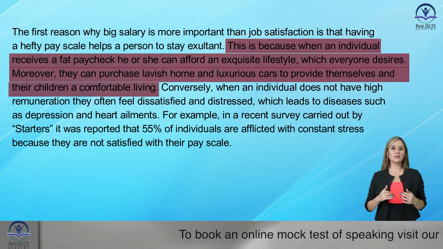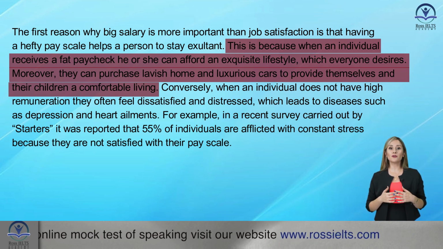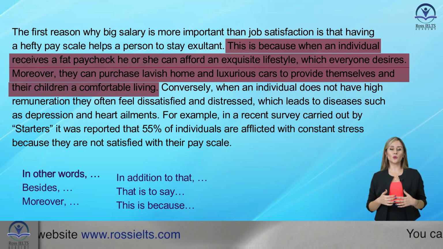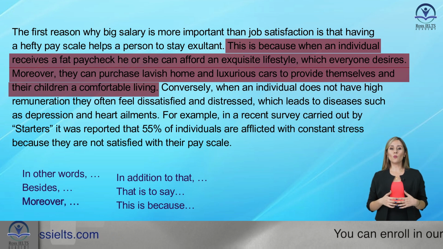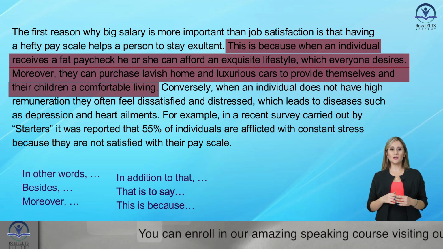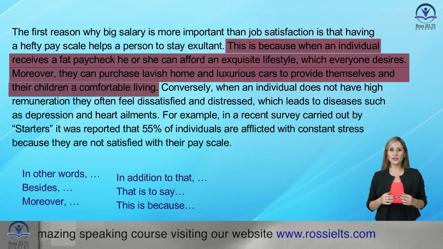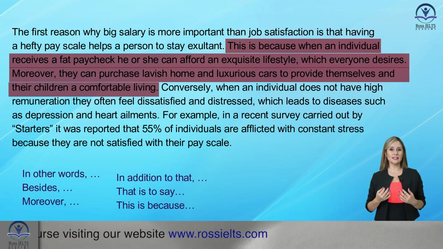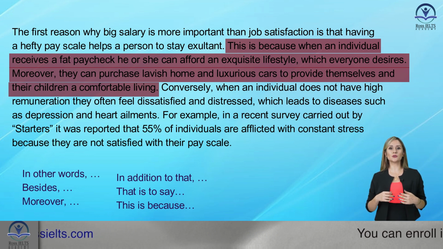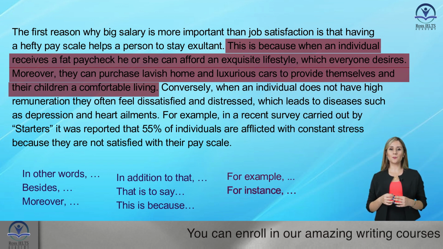In the next sentences, we have some explanation on the keywords in the topic sentence, and for that you can use some connectives and cohesive devices like in other words, besides, moreover, in addition to that, that is to say, this is because. Then you can have the extra information and an example of what you had already mentioned. To give the example, you can start your sentence saying, for example, or for instance.